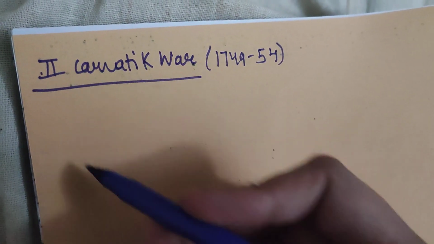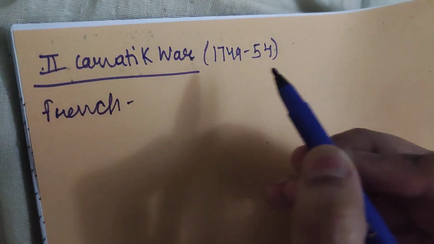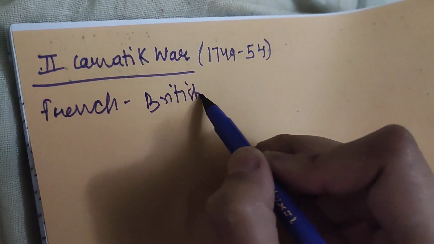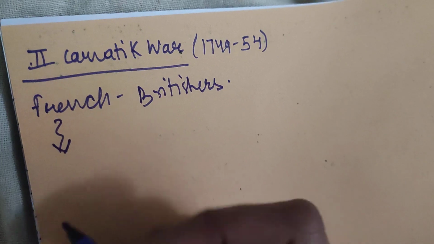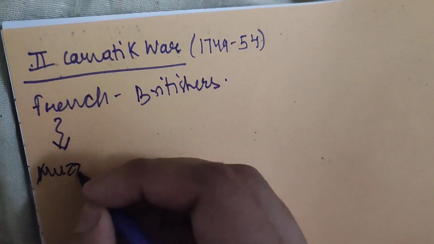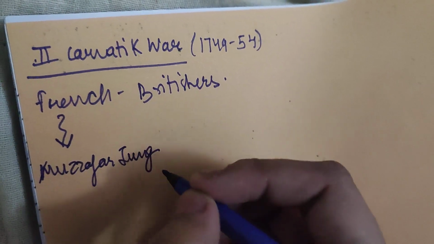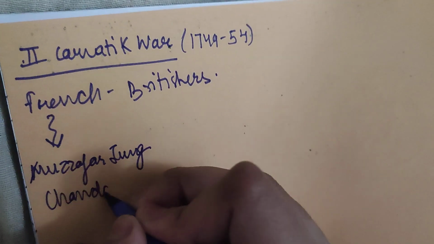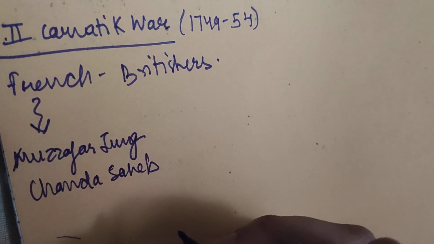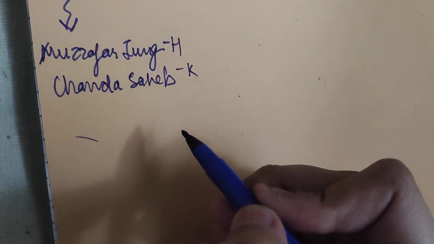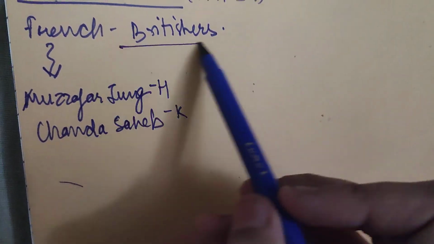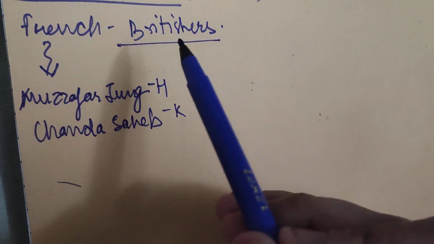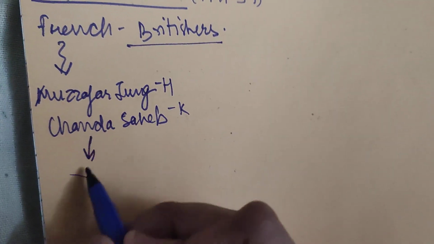Okay, so now again the war happened between the French and the Britishers. Of course, the sourness was already there. Now what happened was, the French started supporting two people, Muzaffar Jung and Chanda Sahib. He was from Hyderabad and he was from Karnataka. Of course the Britishers wouldn't like this, so there was a conflict between the two camps.